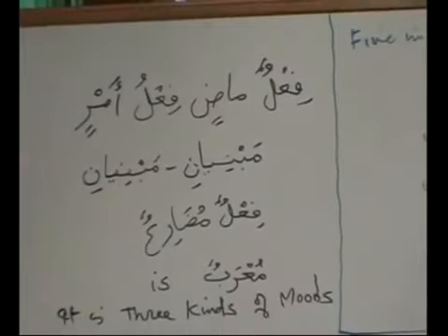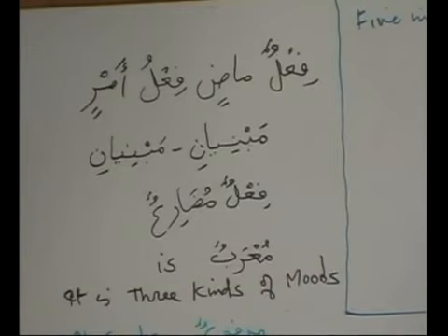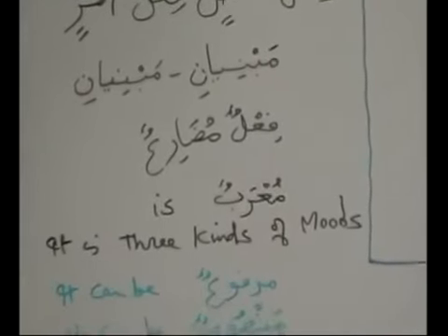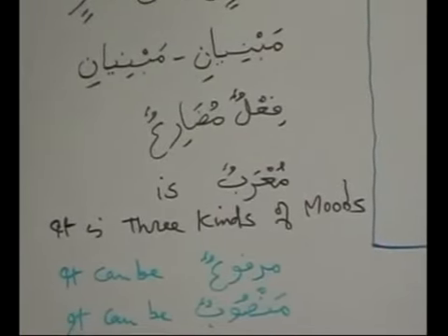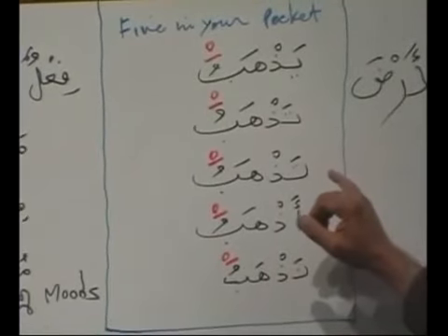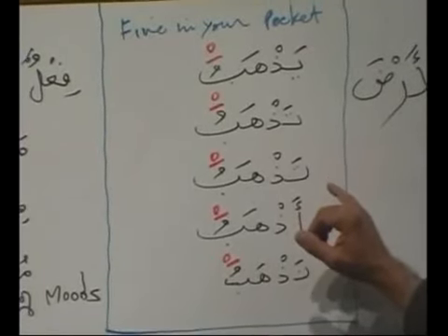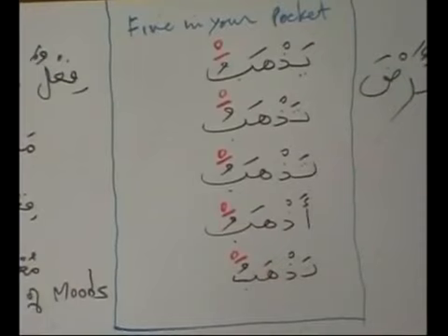Here, brothers and sisters, I'll say it one more time. Fi'lu madin, fi'lu amrin, mabniyani. Fi'lun mudari'un with mu'rabun. It has three kinds of moods. It can be marfu, it can be mansub, it can be majzoom, but never majroor.